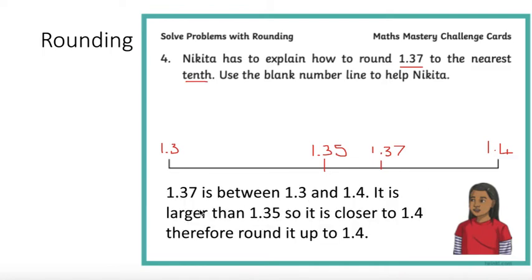And that written down is 1.37 is between 1.3 and 1.4. It is larger than 1.35, so it is closer to 1.4. Therefore, round it up to 1.4.